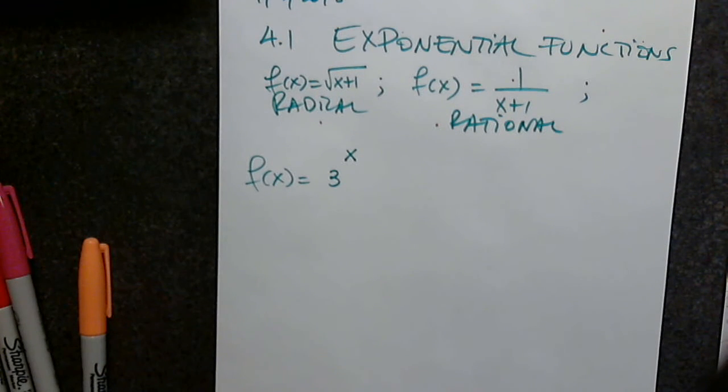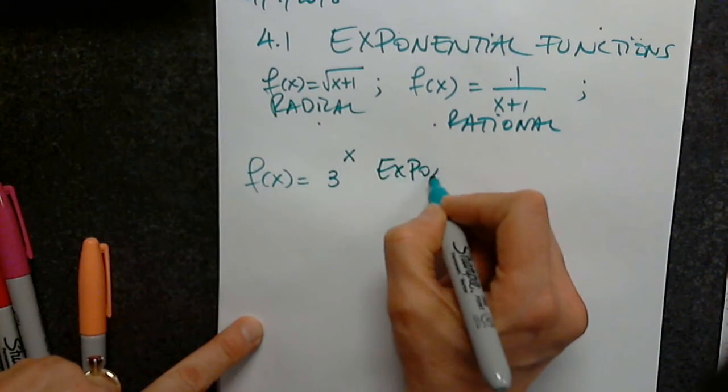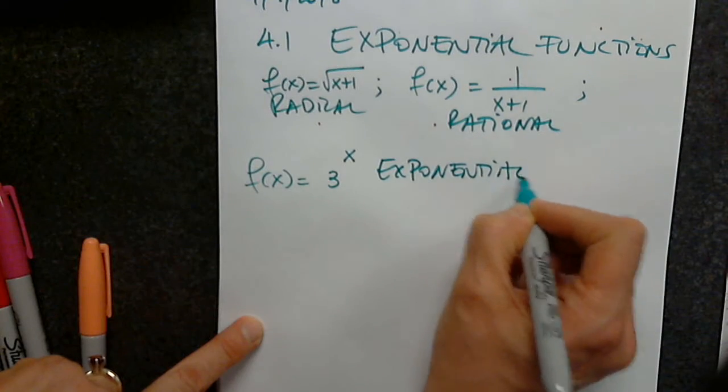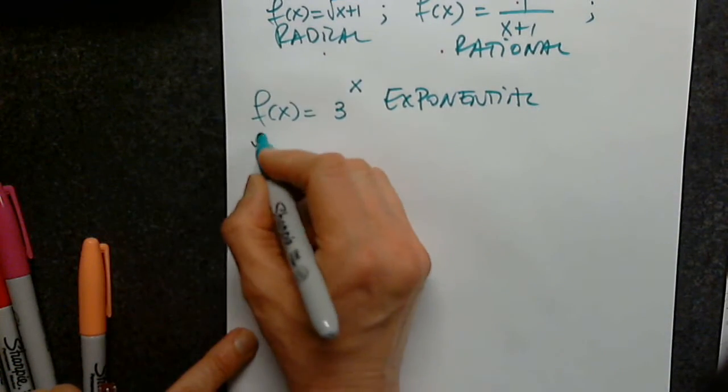Okay, so now here's an example of a function. Yes, why? Because the power is the variable, or the exponent is the variable. Yes, so this is an exponential function. Here's another exponential function.